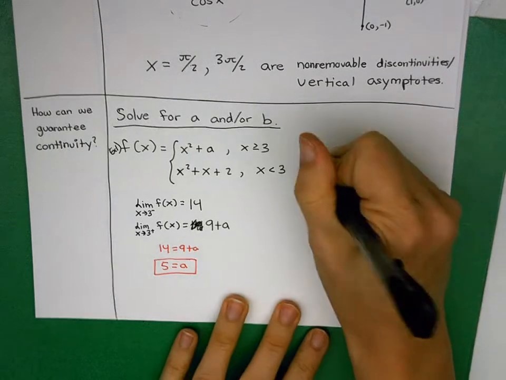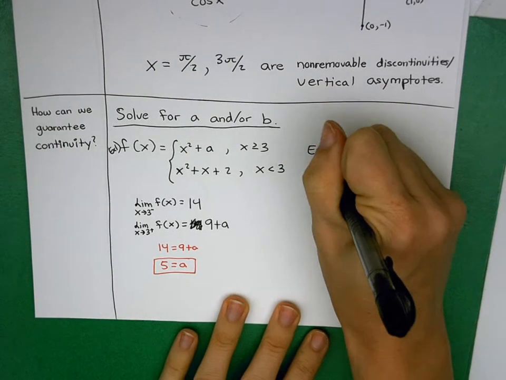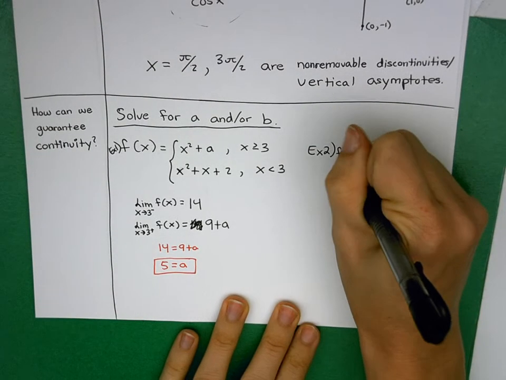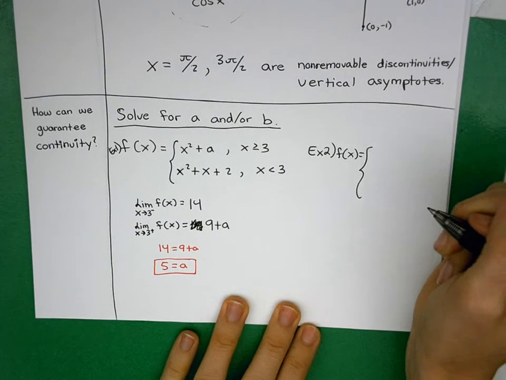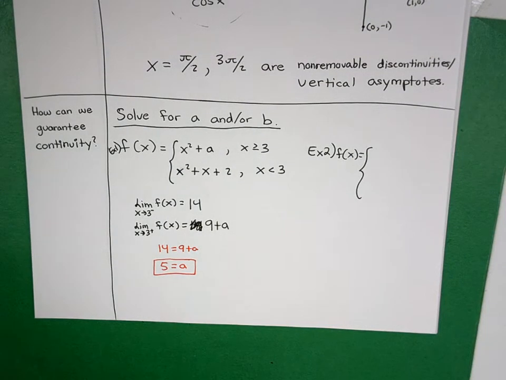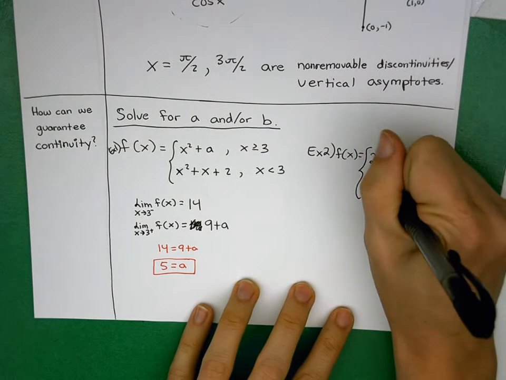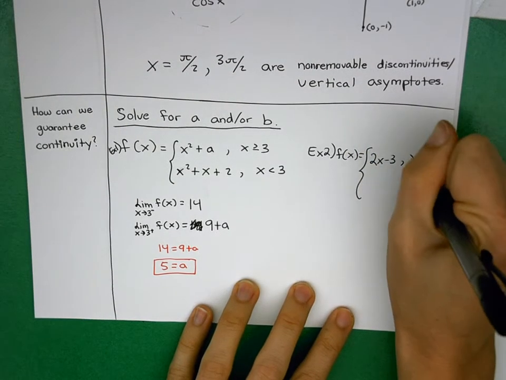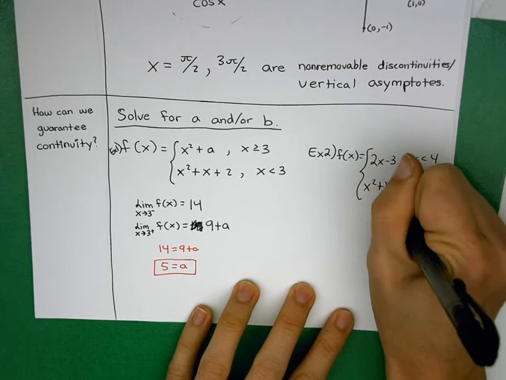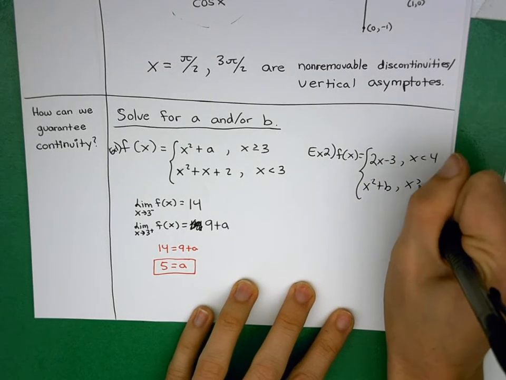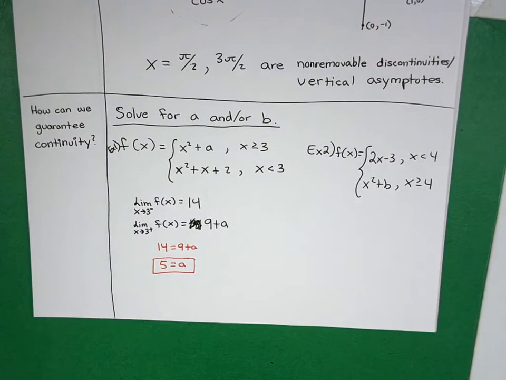Okay, so our second example here: f of x equals 2x minus 3 when x is less than 4, and x squared plus b when x is greater than or equal to 4. Why don't you go ahead and give this one a shot and then restart the video when either you have an answer or you are stuck.